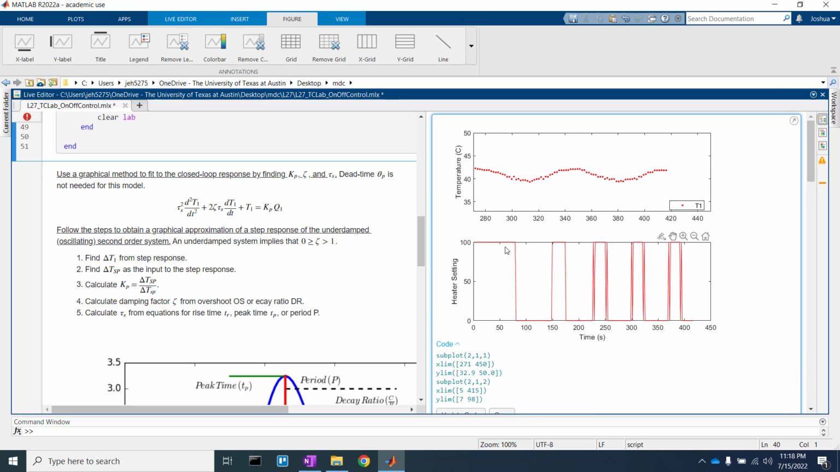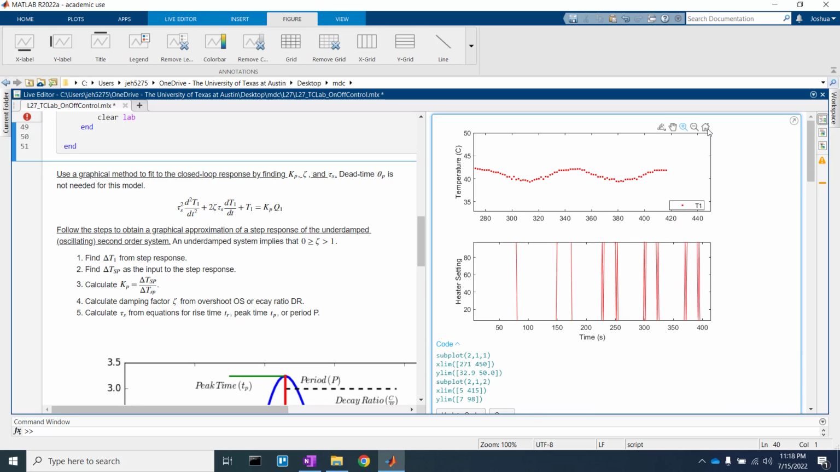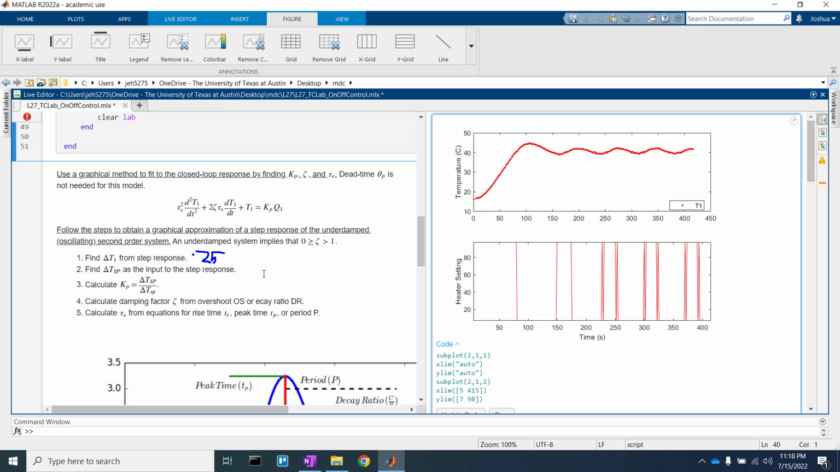Let's go ahead and scroll. And now, first let's set this back to normal so we can see everything. So this is going to be 25. Delta set point, before it was at 16, then it goes to 40. So that's going to be a 24. So Kp is delta T1 over delta set point. I'll need to edit that afterward. So that's going to be 25 over 24, the actual change in temperature over the set point change in temperature.